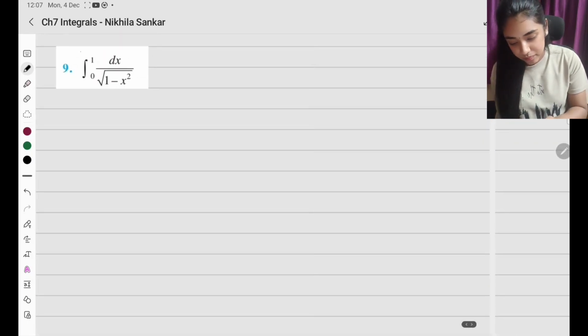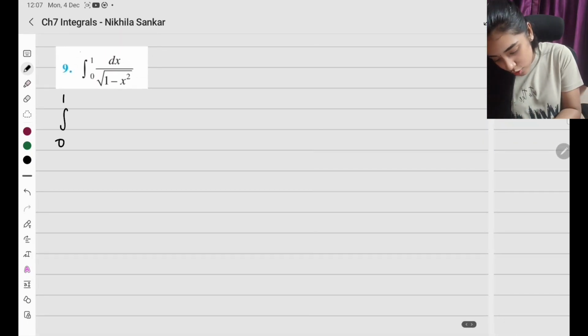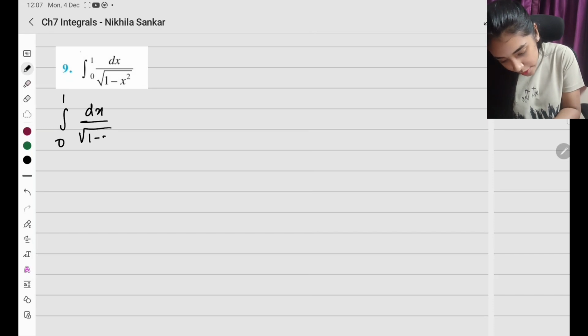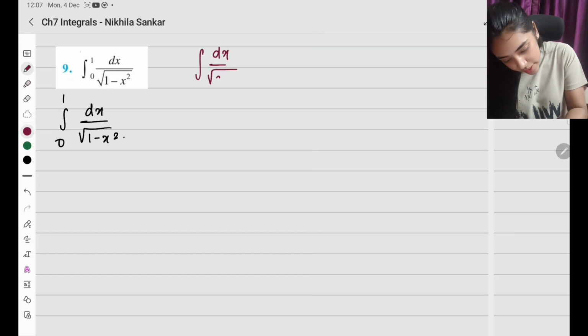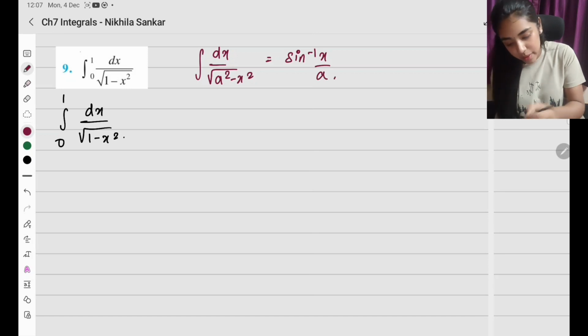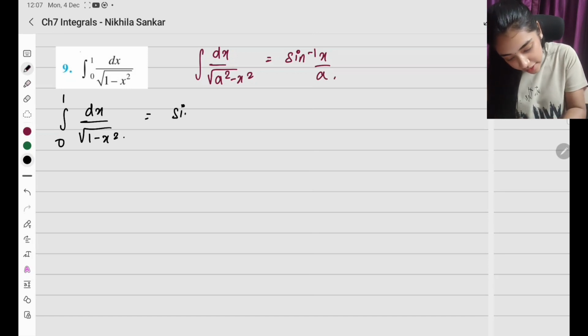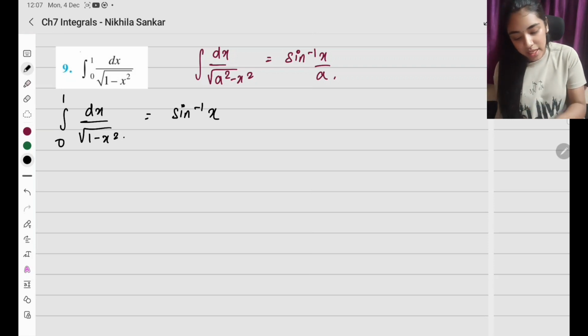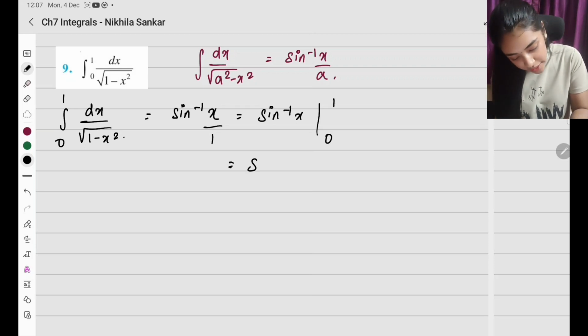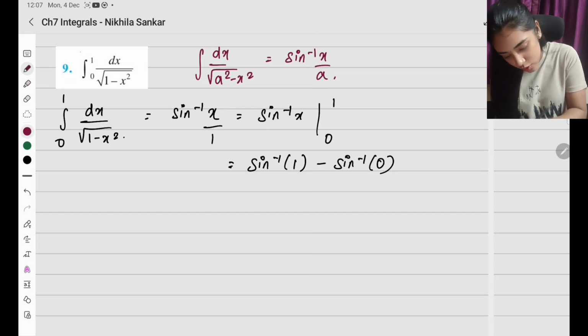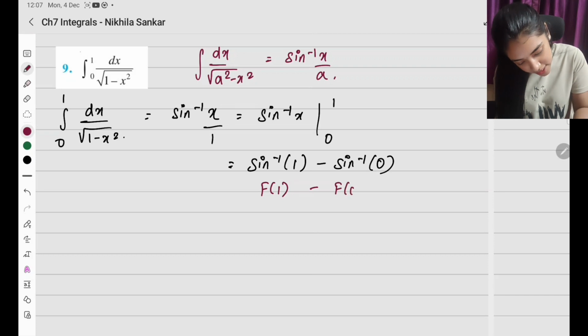Question number 9. So you have integral 0 to 1 dx divided by square root of 1 minus x square. We have learned this. What did we learn? Integral of dx divided by square root of a square minus x square is going to be sine inverse of x divided by a. So we apply that. Here I have sine inverse of x divided by a, where a is 1. So this is nothing but sine inverse of x. I need to substitute the values 0 and 1. So what do I have? Sine inverse of 1 minus sine inverse of 0. This is f of b minus f of a.